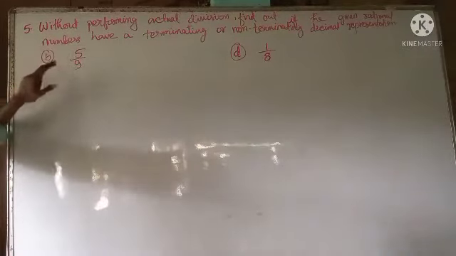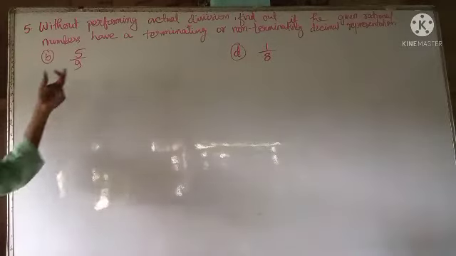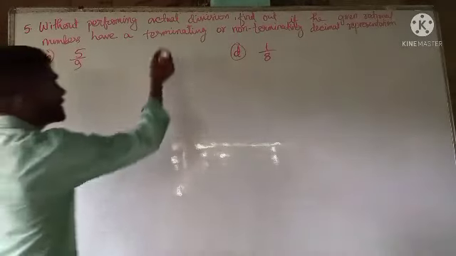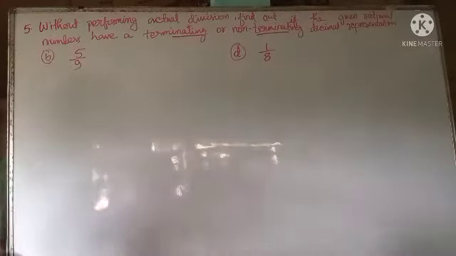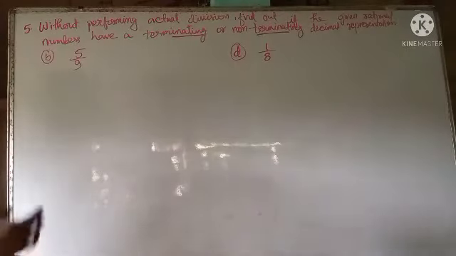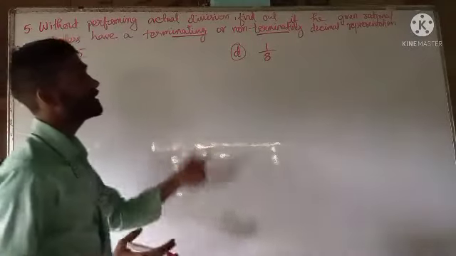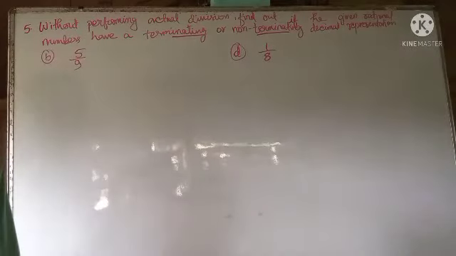Now without dividing them, we are asked to say whether it will have a terminating decimal expression or a non-terminating decimal expression. I have told you about terminating and non-terminating. Terminating means after dividing, the decimal expression will stop. That means it will not go on continuously. And non-terminating means it will go on continuously. That means the division will go on continuously.